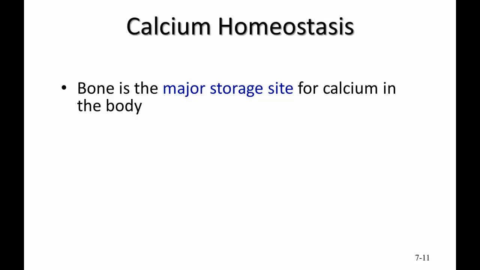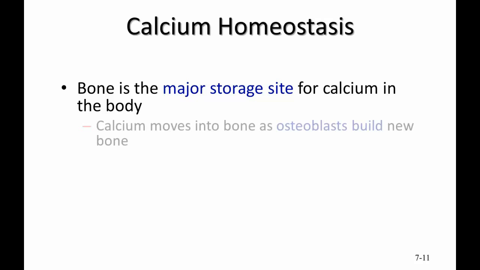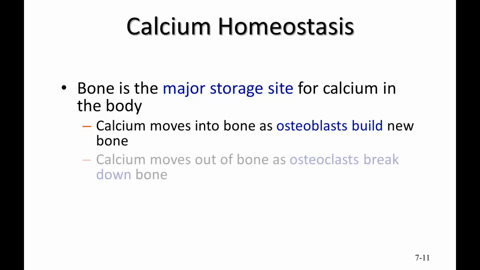Now let's talk calcium homeostasis. Bone is, again, the major storage site for calcium in the body. Calcium moves into the bone when osteoblasts build new bone. Remember, osteoblasts have a blast making things? Well, they got to get their material from somewhere. They're going to make bone. Their material, one of the main materials, is going to be calcium. And so they're going to pull that calcium from the blood, and that'll usually lower blood calcium levels, and they're going to use that as their building material.